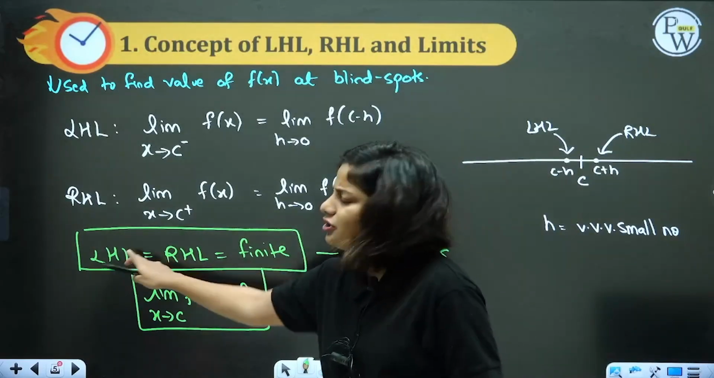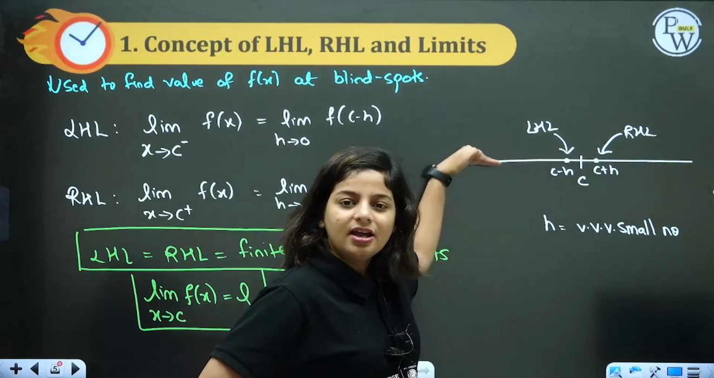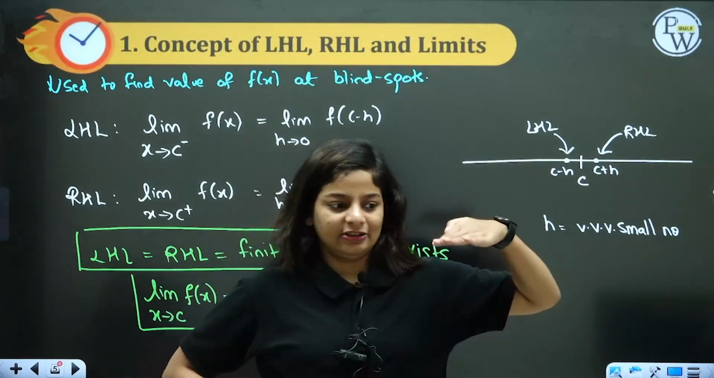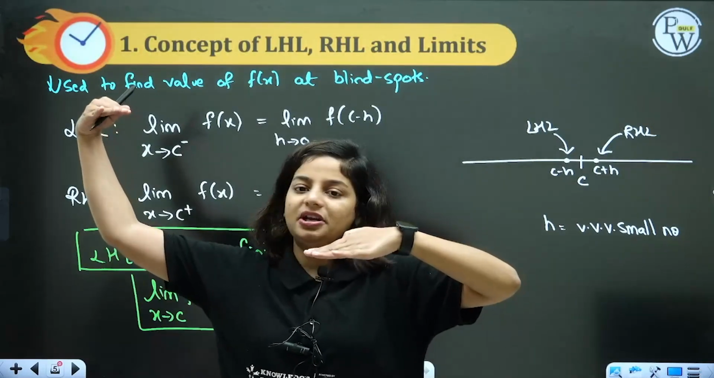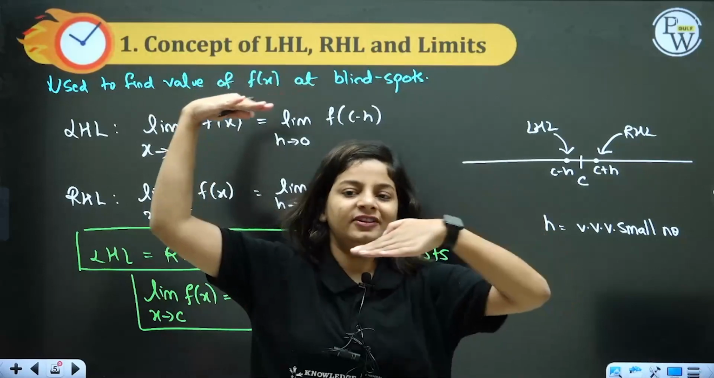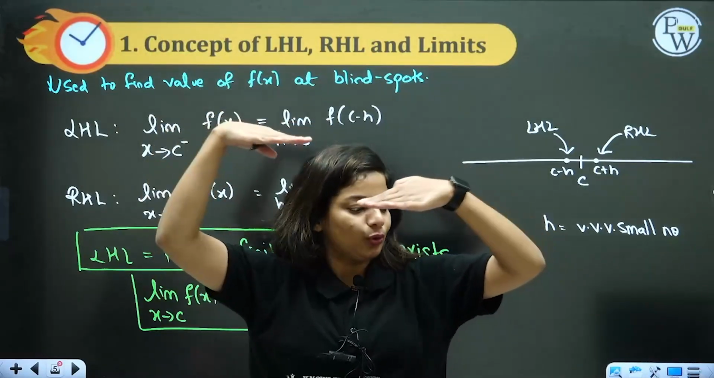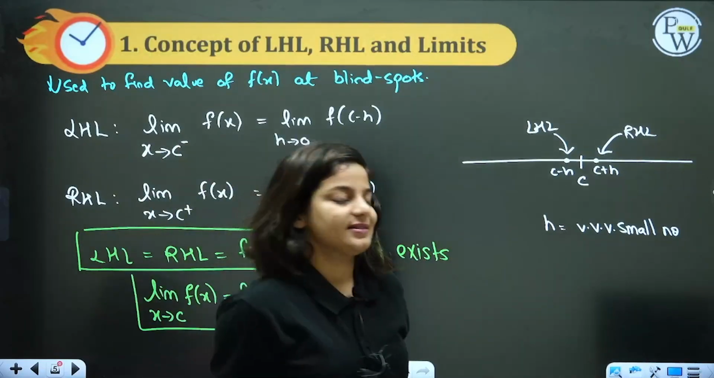And when LHL is not equal to RHL, let's say the left side is giving me an answer closing to 4, like 3.9, 3.99, 3.999, and the right hand limit is giving me 10.1, 10.2, something else. Left and right are not matching. We will say the limit does not exist.